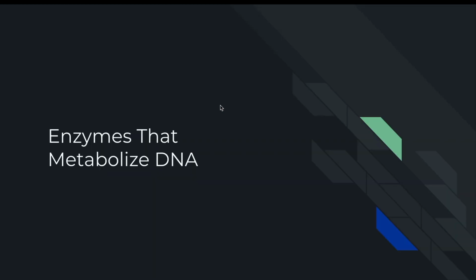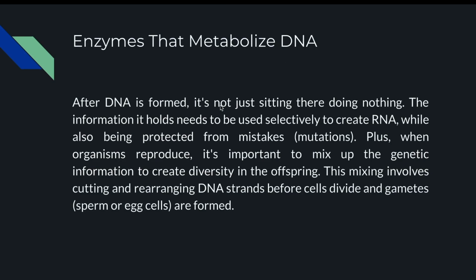So, what are the enzymes that metabolize DNA? After DNA is formed, it's not just sitting there doing nothing. The information it holds needs to be used selectively to create RNA while also being protected from mistakes or mutations. Plus, when organisms reproduce, it's important to mix up the genetic information to create diversity in the offspring. This mixing involves cutting and rearranging DNA strands before cells divide and gametes, sperm and egg cells, are formed.